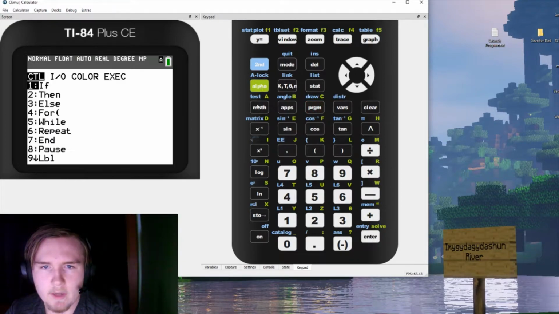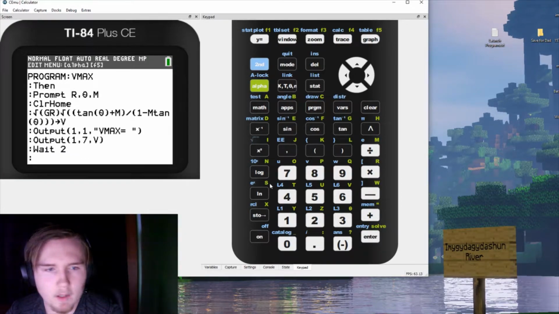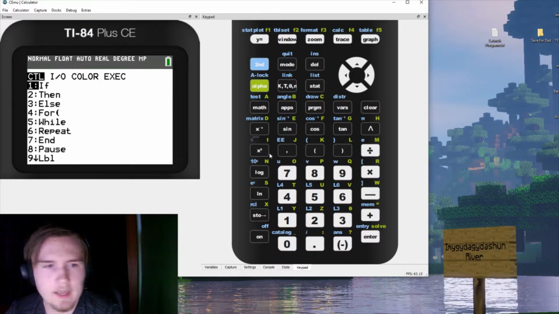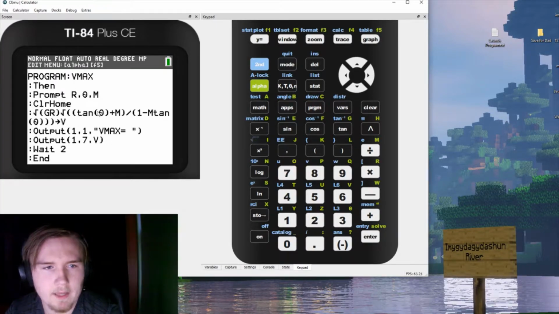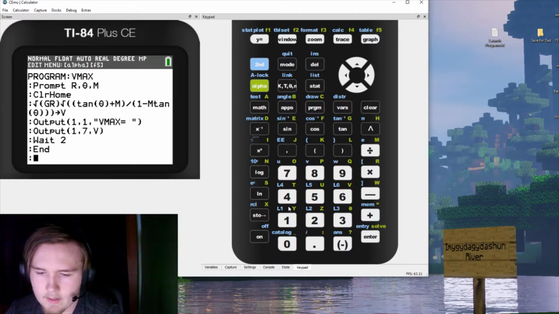I'm going to then tell it to wait 2. If you were in the non-color, you would say pause, and then I'm going to say end. End must be there. That cancels out the if statement. Now into our next if statement.